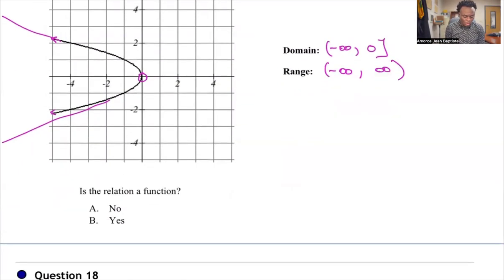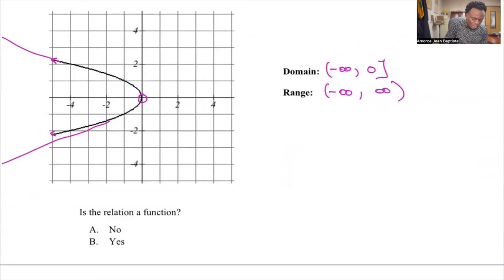To verify whether it's a function or not, we can only draw one line and realize that this line intersects this more than once, which makes it not a function. Any vertical line that would intersect it more than once makes it not a function.